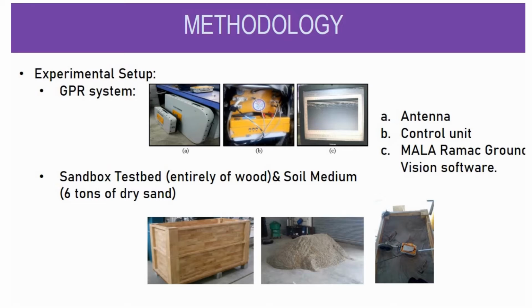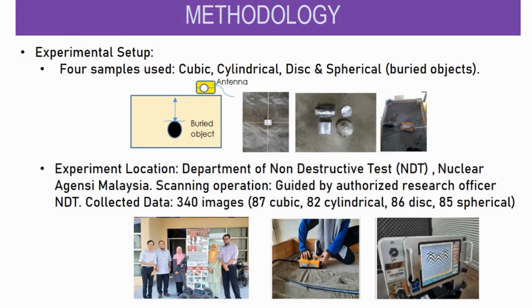For the experimental setup, it consists of a GPR system, which is the antenna, control unit and GroundVision software, a sandbox testbed made entirely of wood to avoid signal interference, and soil medium. We use 6 tons of dry sand in this experiment. In this experiment, 4 samples have been used, which are cubic, cylindrical, disc and spherical as the buried objects.